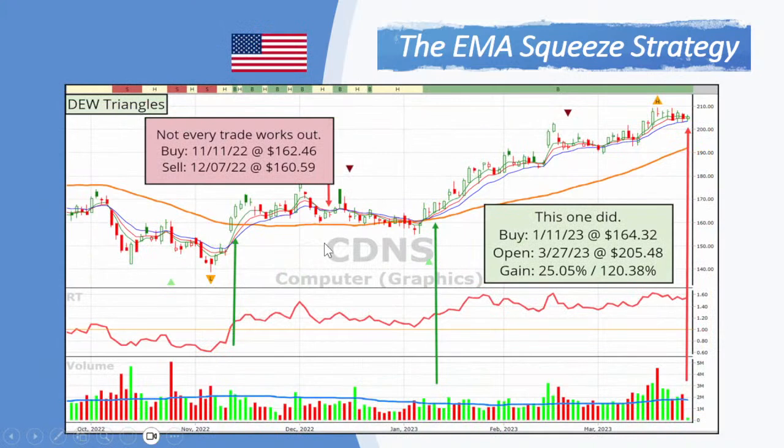Okay? Here's another example, CDNS. Not every trade works out, as the slide says. But on November 11th of 2022, what happened? The price of the stock stopped falling. It started to rise. It crossed above the 50-day moving average. The EMAs began to fan apart, and the RT indicator volume came in pretty heavy there as well. RT was above 1, rising over 3 days.